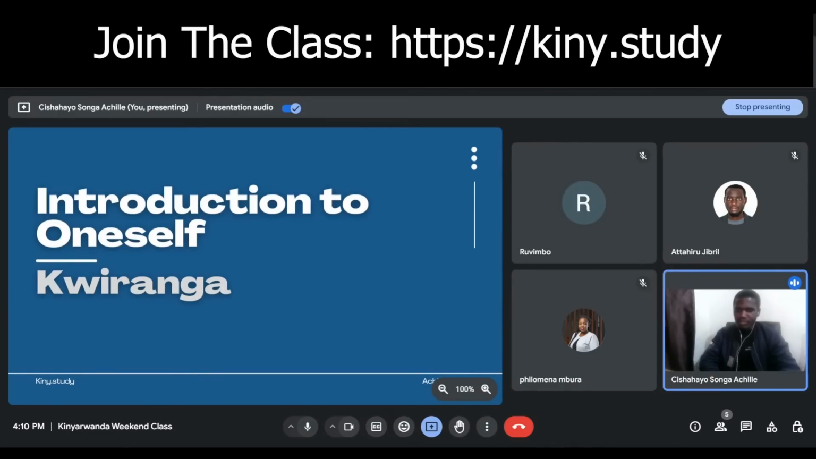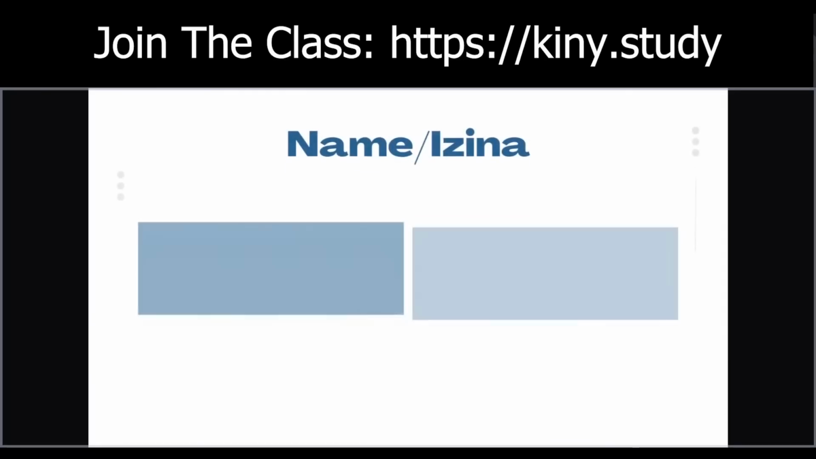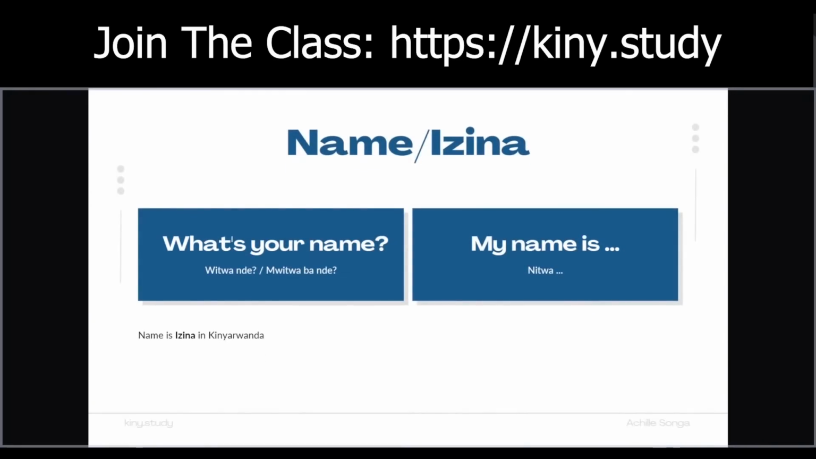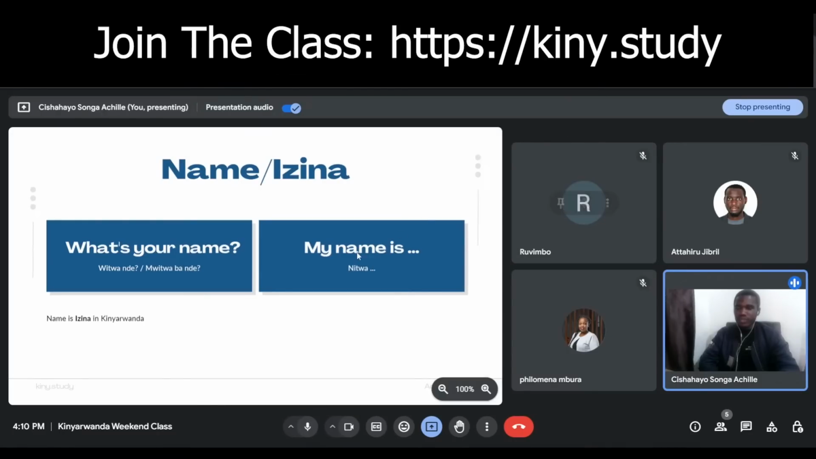So the first thing that people need to know about you is your name. So we'll start with how you talk about your name. In Kinyarwanda, when we say a name, it's called izina. I'm sure that if you know Swahili, it's jina. So in Kinyarwanda, it's izina, which translates to a name.